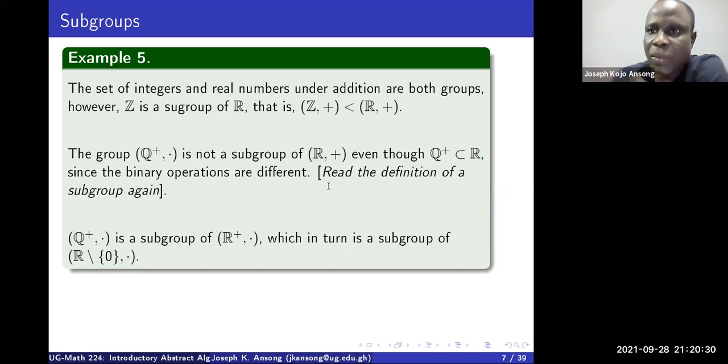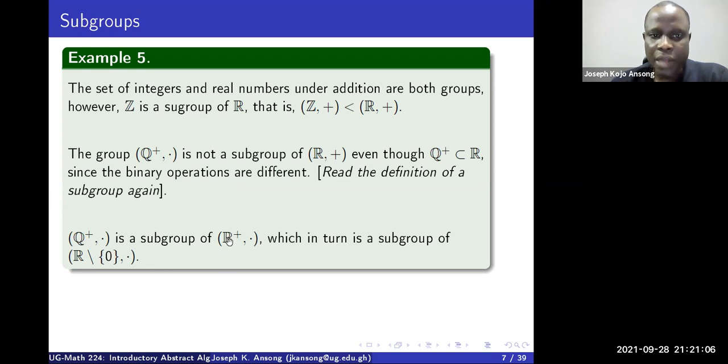So you can go back and look at the definition of a subgroup again. If H is a subgroup of G, the elements of H must obey the axioms of a group under the same operation as G. So you can't have different operations, as I mentioned before. Here, Q plus, the set of positive rational numbers under multiplication, is a subgroup of the set of positive real numbers under multiplication, because Q plus is a subset of R plus.